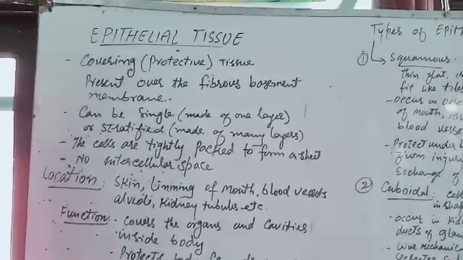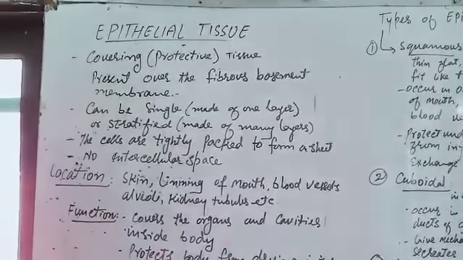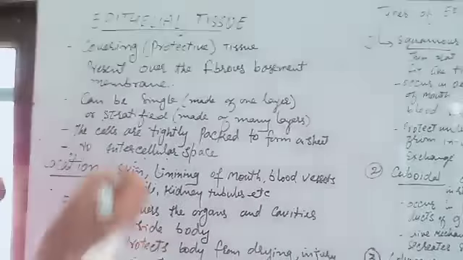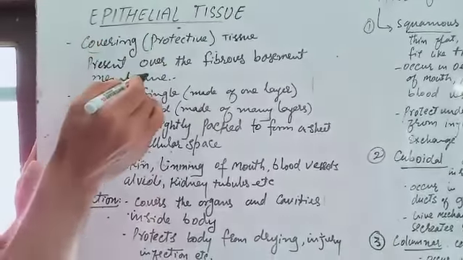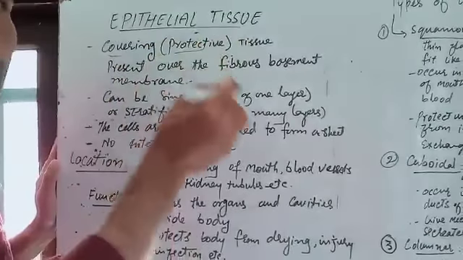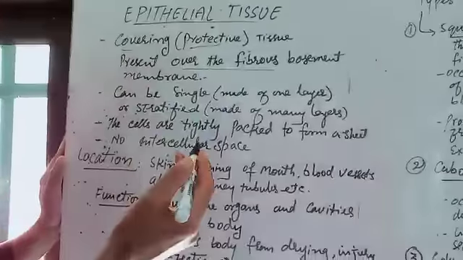We will take now the tissues one by one. The first one is epithelial tissue. What are the characteristic features of the epithelial tissue? The epithelial tissue is actually the covering tissue, which is protective tissue present over the fibrous basement membrane.